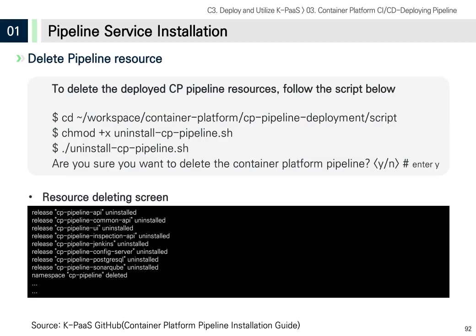If you want to delete a deployed Container Platform Pipeline resource in the future, execute the command below to delete it. First, view the deployed resources, and then proceed to delete. After entering the uninstall command, enter Y to confirm the deletion. You can see the resource being deleted as shown at the bottom of the textbook.